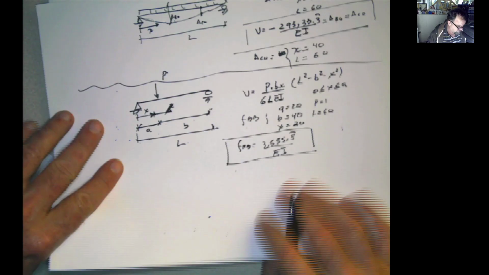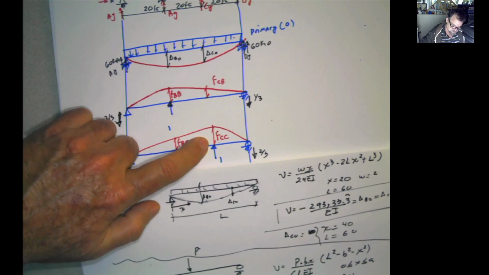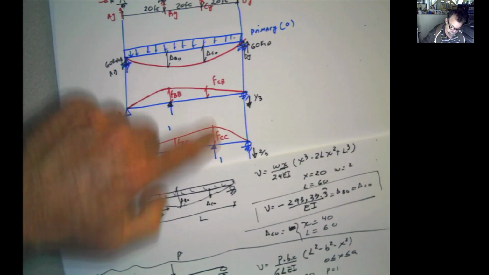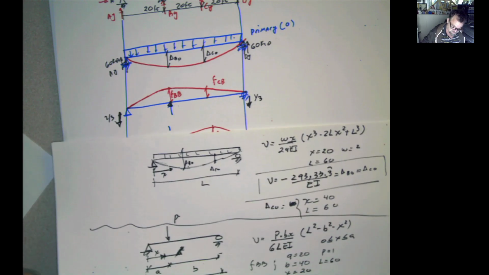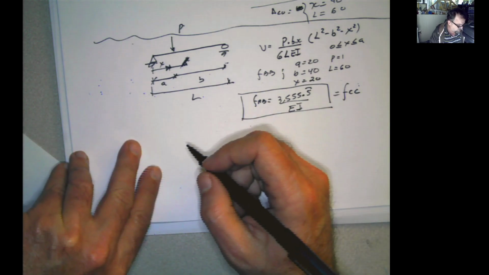I have that one. Now, surprise, surprise. This FBB, remember when we were going to do that, because this is symmetric, FBB is going to be the same as FCC. This one here. It's going to be exactly the same deformation. And that's simplifying our problem a lot. Now, the other one that I have to calculate is FCB.